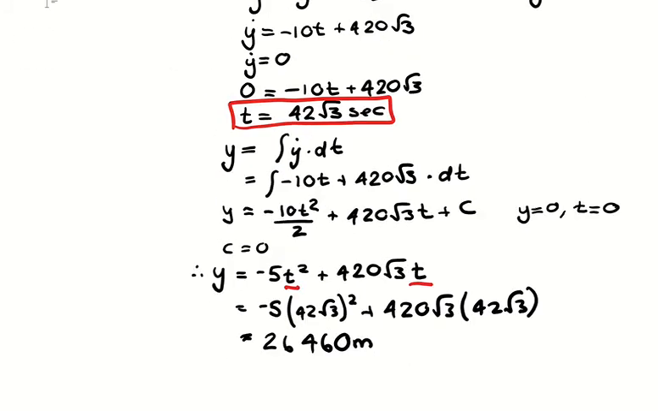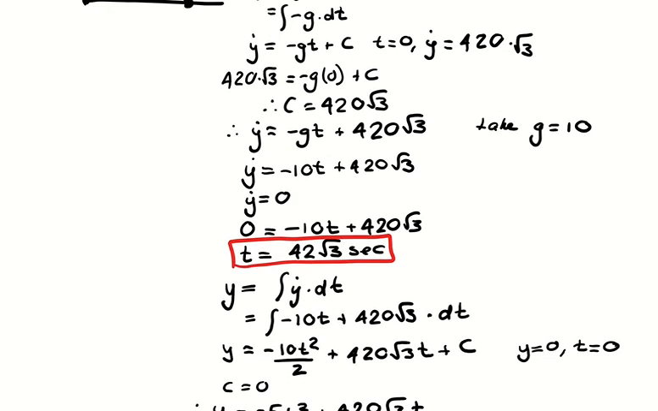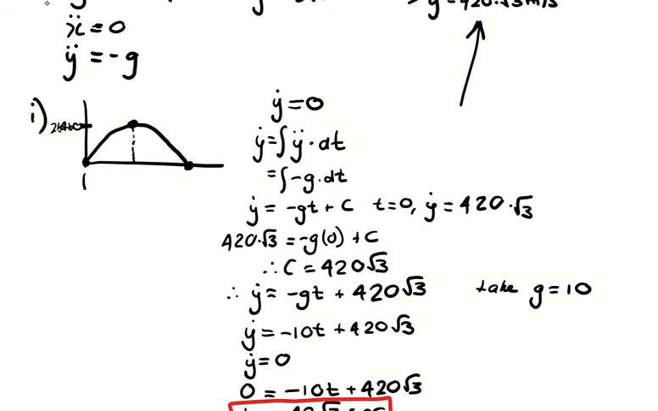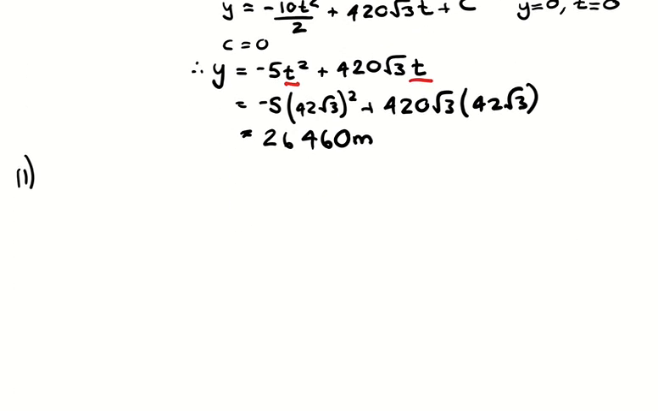Okay, part 1 done. Part 2 wanted the horizontal range. So part 2 wants to know what is the length of that line there. That's my range. Or in other words, if I just knew my x-intercepts, I would know the length of that line, okay? So I think, okay, how do I find that? I just find an x-intercept. How do I find an x-intercept? I make y equals 0. So let's make y equals 0.